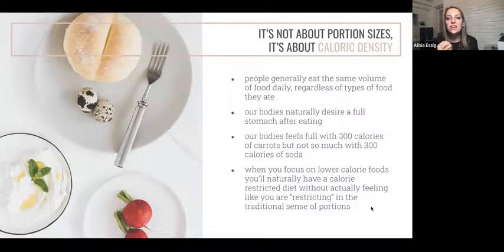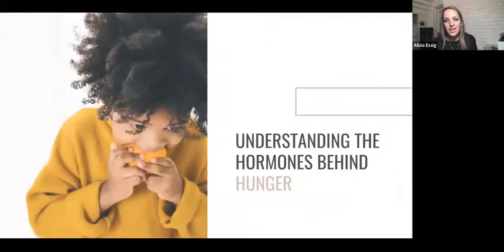So when you focus on the lower calorie foods, if you prioritize eating them first, if you preload on vegetables before every meal, if you just eat a bunch of vegetables first and then eat your dinner, it helps you really lower your calorie count without actually restricting anything in the traditional sense. I know this is basic. I know this sounds so simple, but it's important for you to understand that it's more than just simplicity, that your hormones are going to be affected at a deeper level.